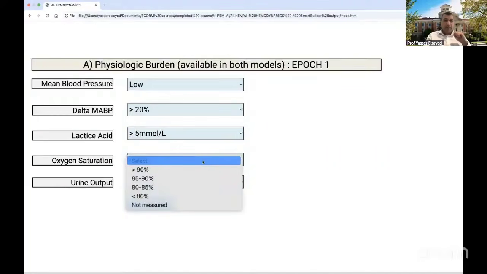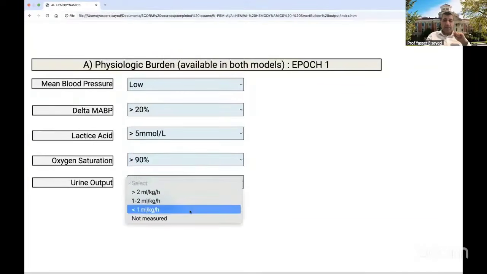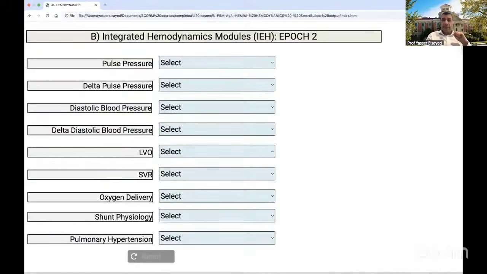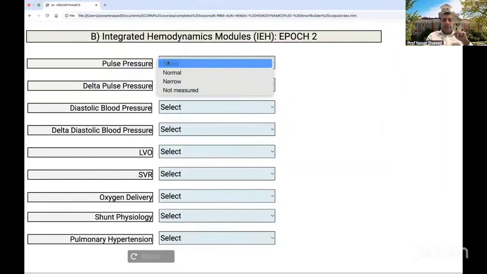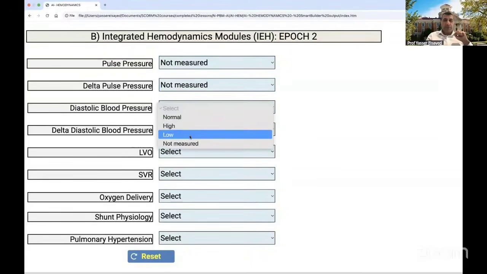And then you have the oxygen saturation was maintained. There is no issue with the oxygen saturation in this case scenario, and urine output less than 1. This specific case scenario will give us moderate risk of morbidity and mortality. And then for the same case scenario, I did not assess the pulse pressure. I did not assess the delta pulse pressure. I did not look at the diastolic blood pressure, so not measured.